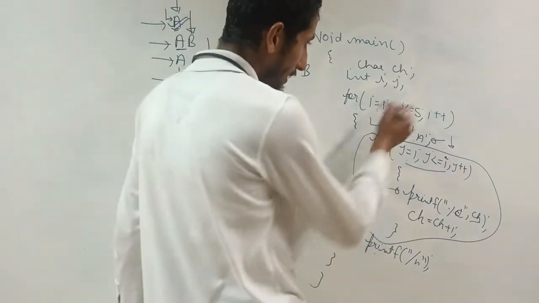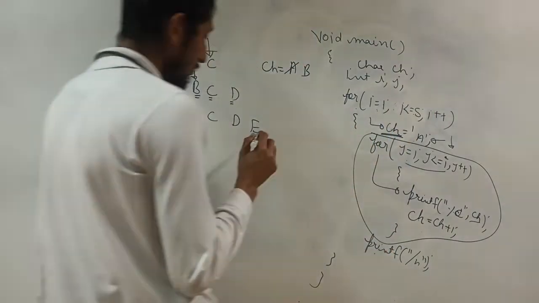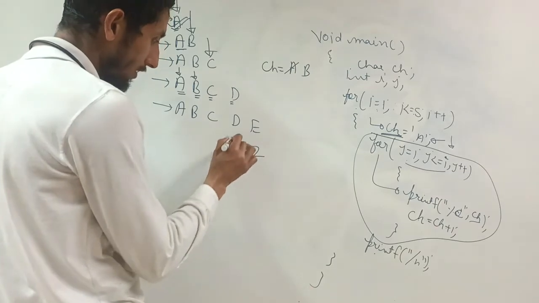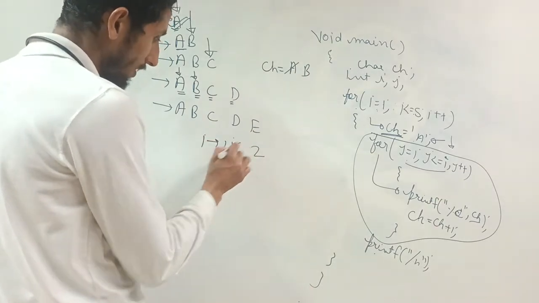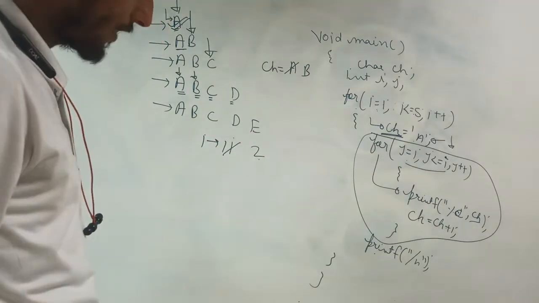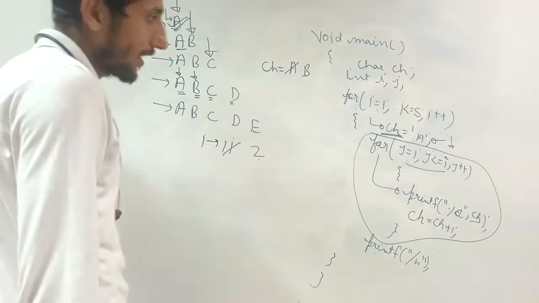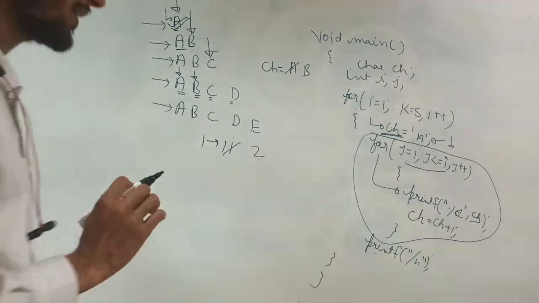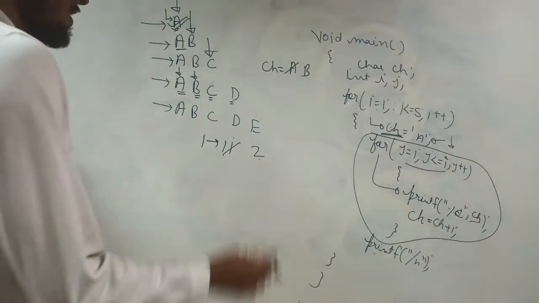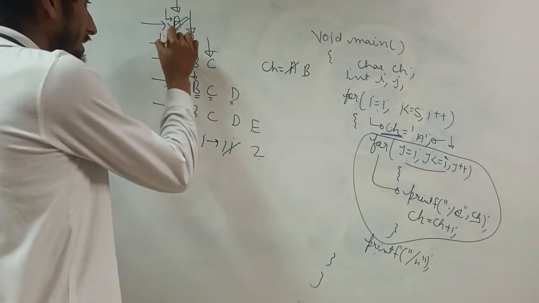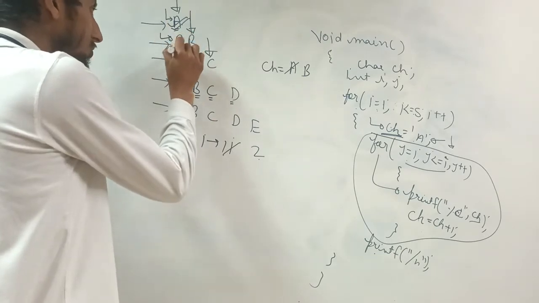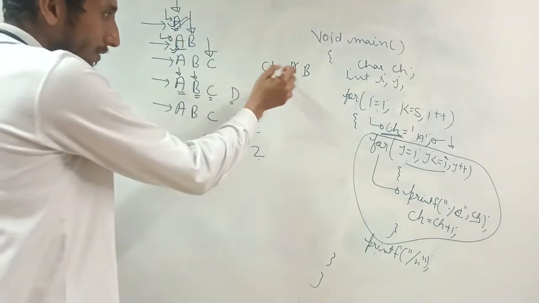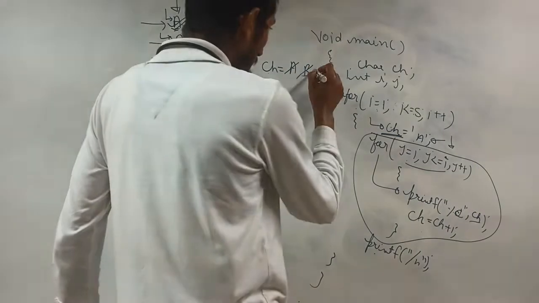Then the value of i becomes 2. It was 1 initially, now it becomes 2. The moment the value of i becomes 2, what will happen? I am going to update the value of ch. Why am I going to update it? Because every time we start a new row, it will start from A. So the value of ch is B, but I will override it to A again.